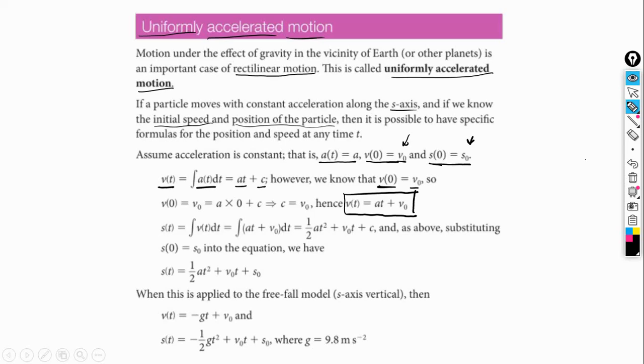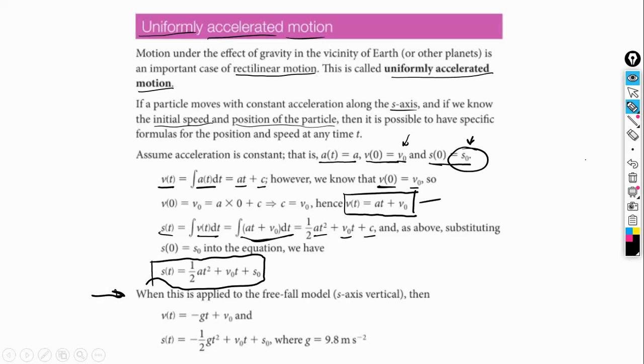Then we can do the same thing for position, because then we would have to just integrate the velocity function, right, that we just found. So notice that if we integrate this here, which is this velocity function that we just found, we're going to get 1/2 a t squared plus initial velocity times time plus c. But then again, because we know that the initial position is s sub 0, this is going to be the derived formula for position in classically uniformly accelerated motion.